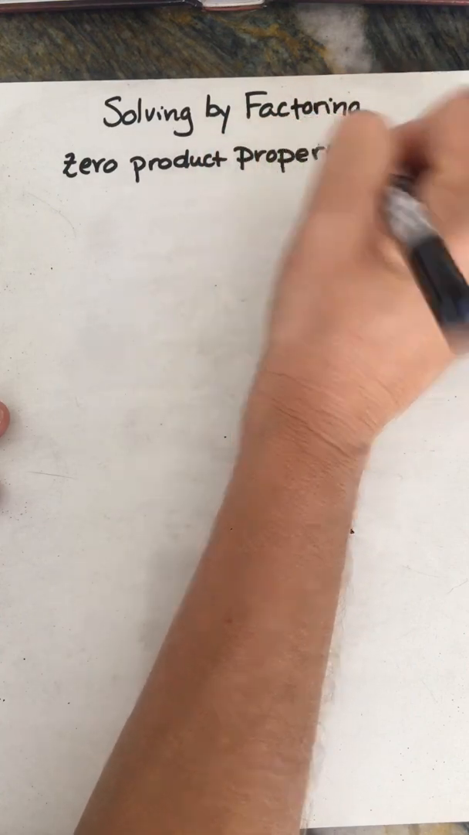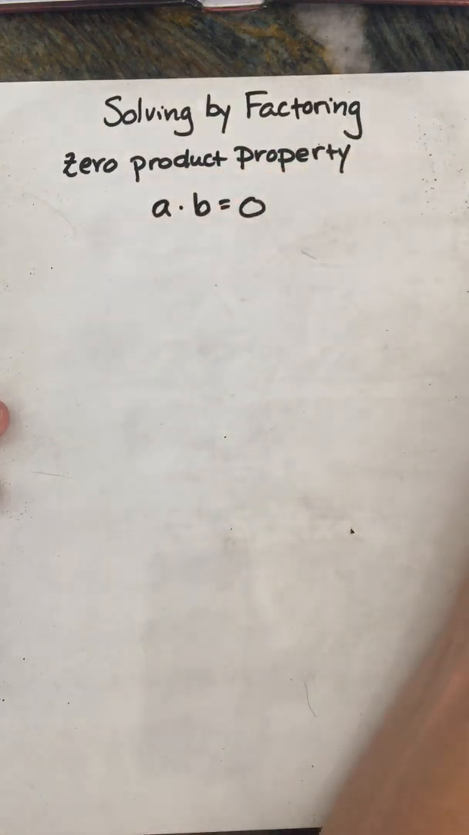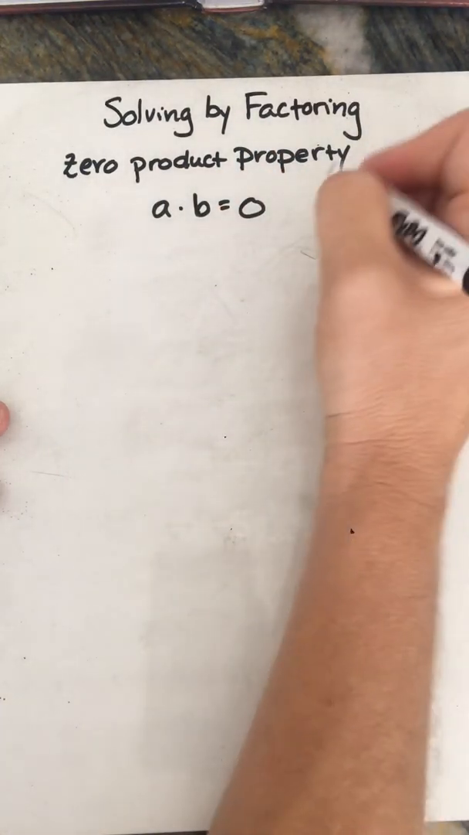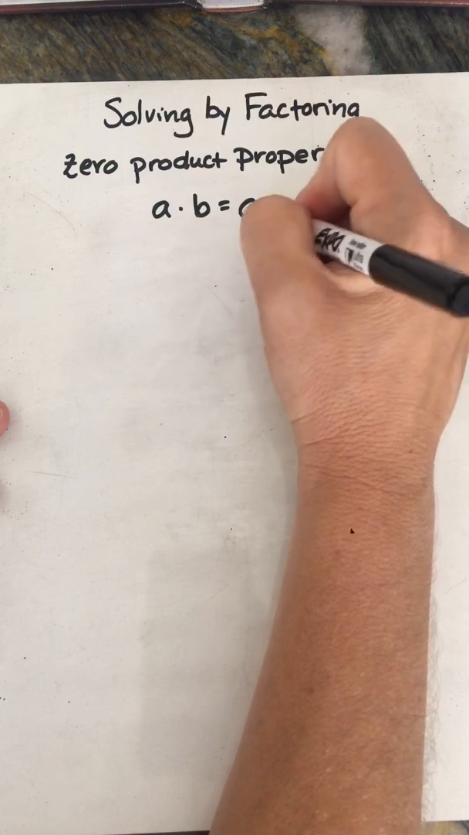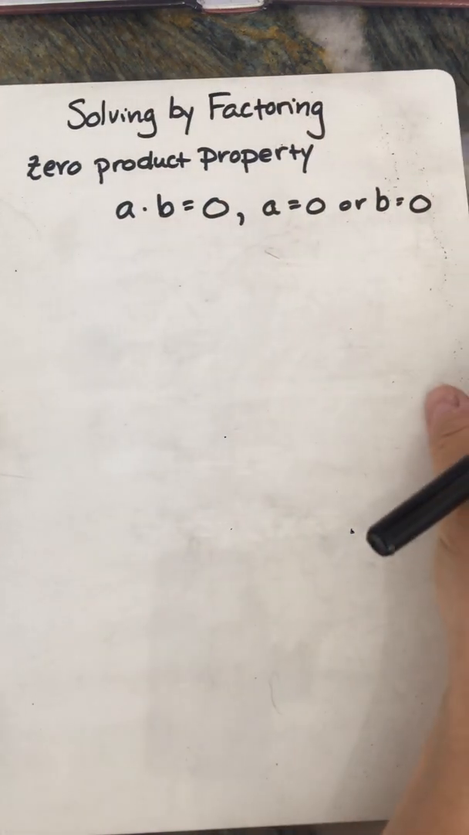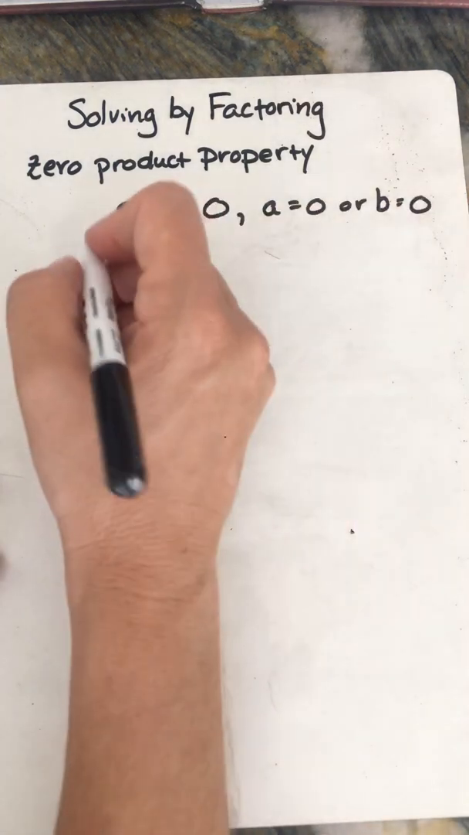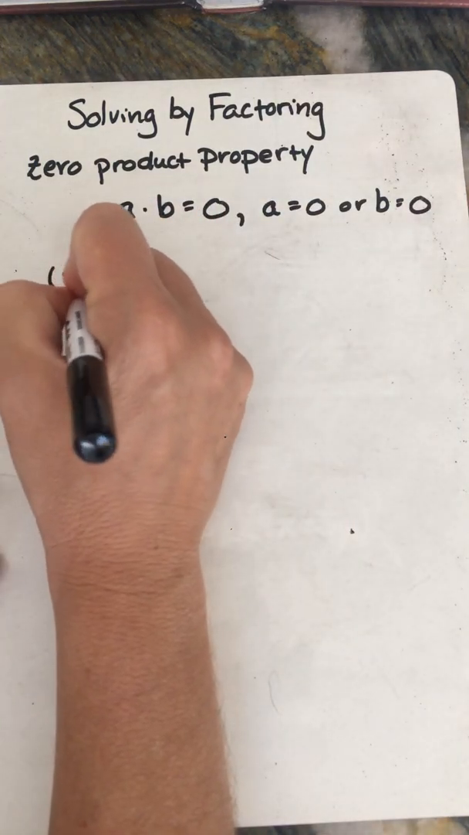So the zero product property says if A times B equals 0, then either A equals 0 or B equals 0. And you're probably looking at that going, well, duh, of course. Let's apply that to the product of two binomials.